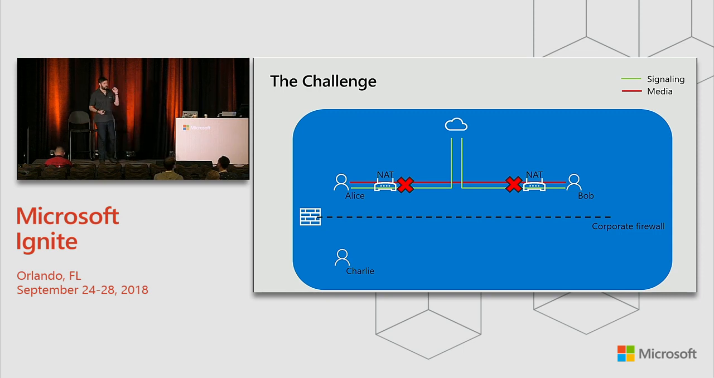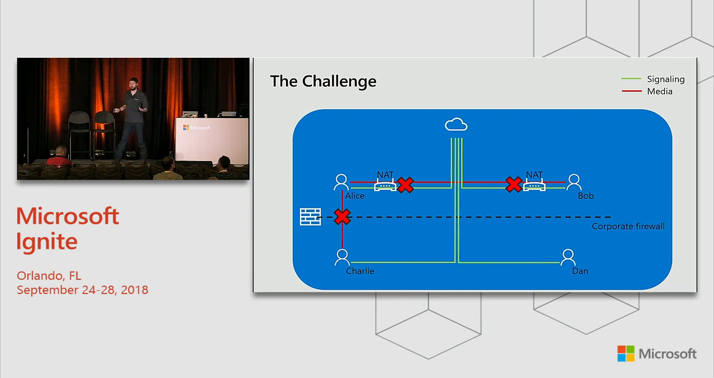But Charlie is in his nice company, and he has a corporate firewall. So while Charlie can do port 443 signaling just fine, he can't do media to Alice because there's this silly firewall in the way, and we've got NAT. They still want to talk to each other. We've got Dan. Dan also joins the party. He's in the same building as Charlie.